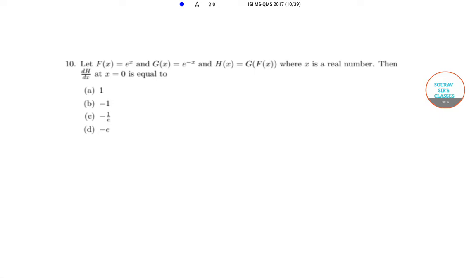Today we will be solving the ISI MSQMS question paper of year 2017. Today we will be solving question number 10, 11 and 12 from the paper. So let's start with question number 10.